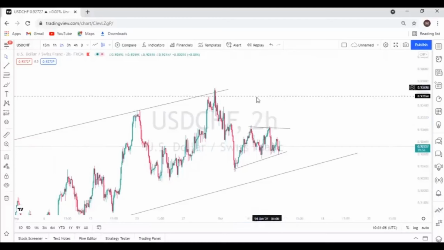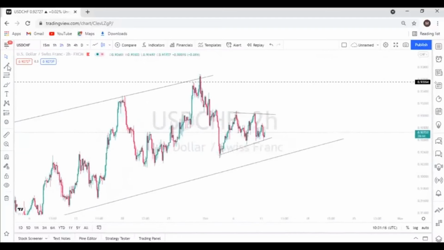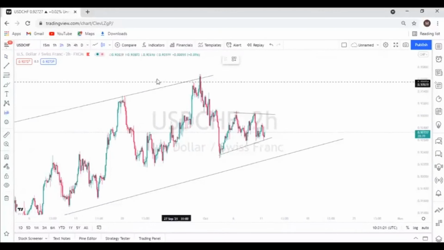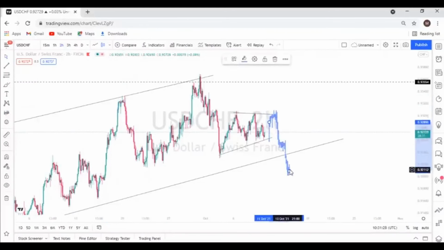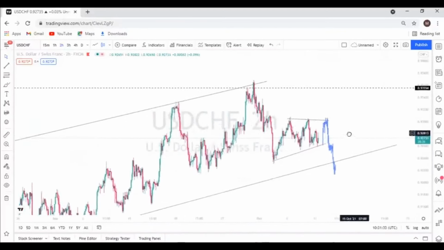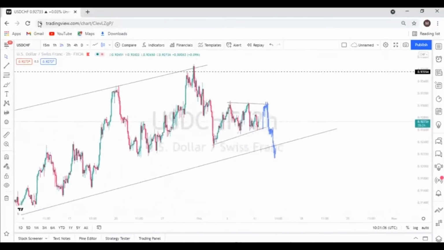Because anything can happen at this point. It can just sell from that point right here and go down, or it can just go up to reach this resistance. Let me just use the bar patterns to illustrate how it might move. So our first prediction is this, right? This is what might happen.